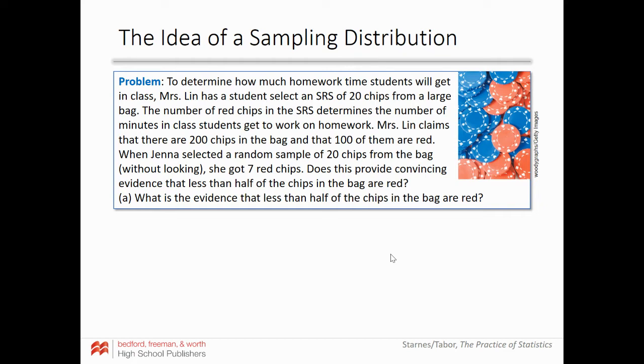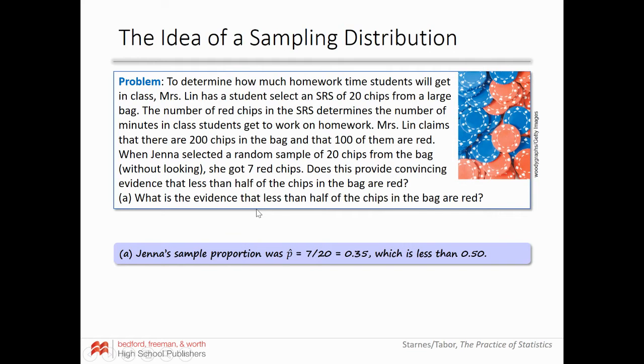So, what is the evidence that less than half the chips in the bag are red? Well, we do have some evidence, right? She got 7 out of 20. So right there, her sample proportion, 7 out of 20, is 0.35, which is less than 0.5. So we do have some evidence that, hey, I got less than 50%, so I got less than half red. So there might be something fishy going on. Now the question is how strong is that evidence? We have some evidence, but how strong is it?